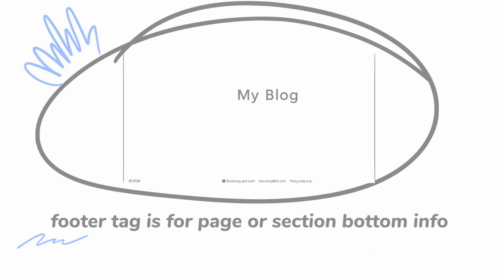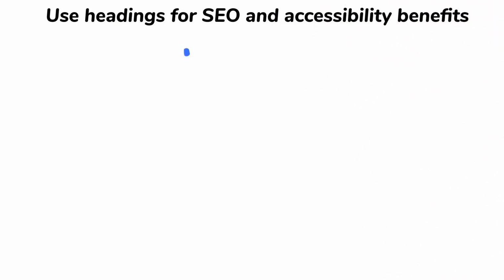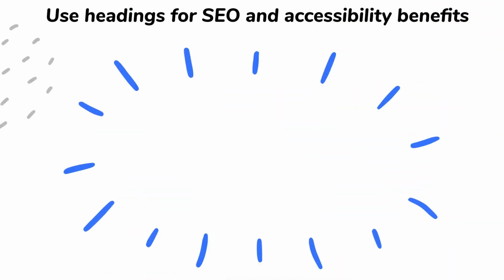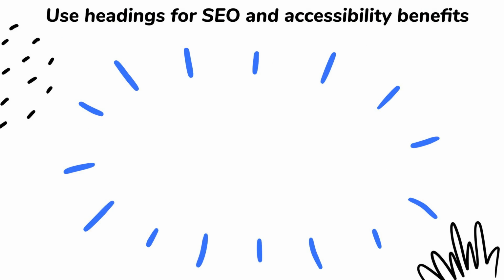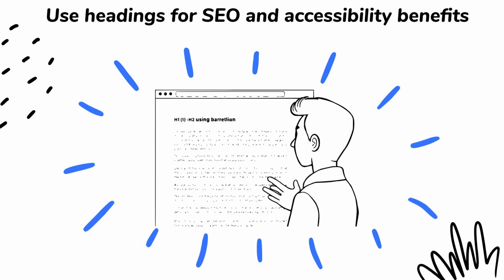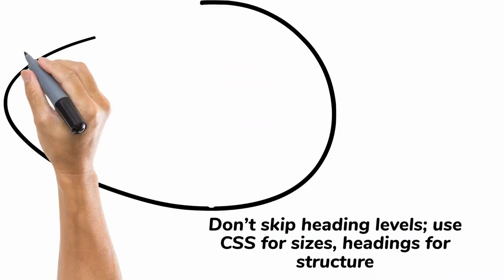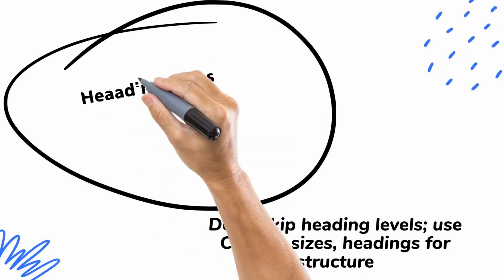Now let's talk about something that makes semantic HTML even stronger, headings. Use headings in order. H1 for the main title of the page, then H2 for major sections, then H3 for subsections. Don't skip levels just for size. Use CSS to style and keep headings for structure.